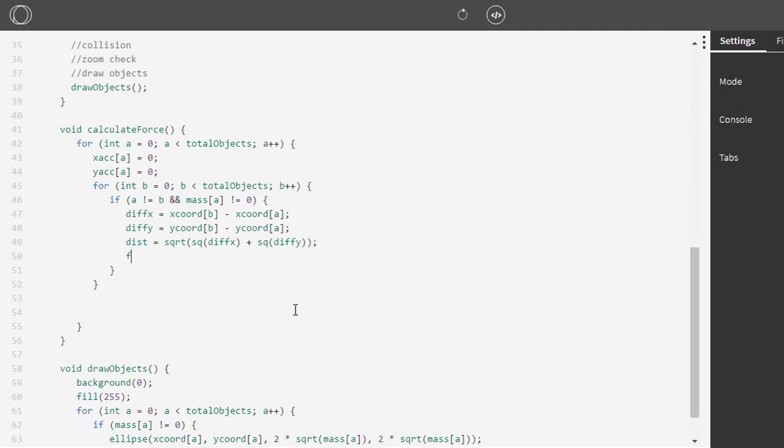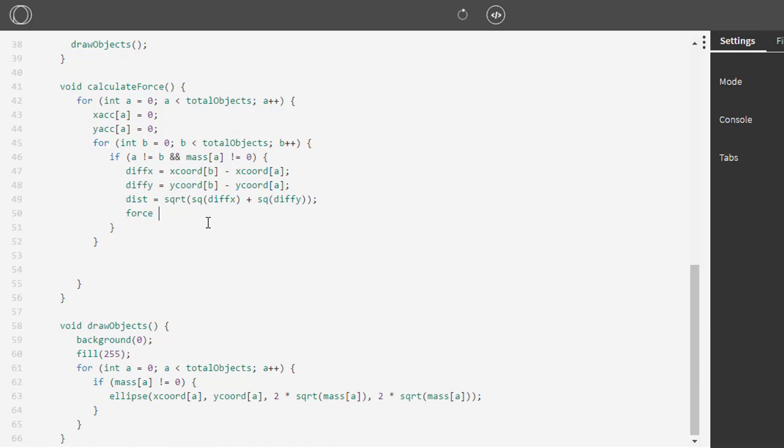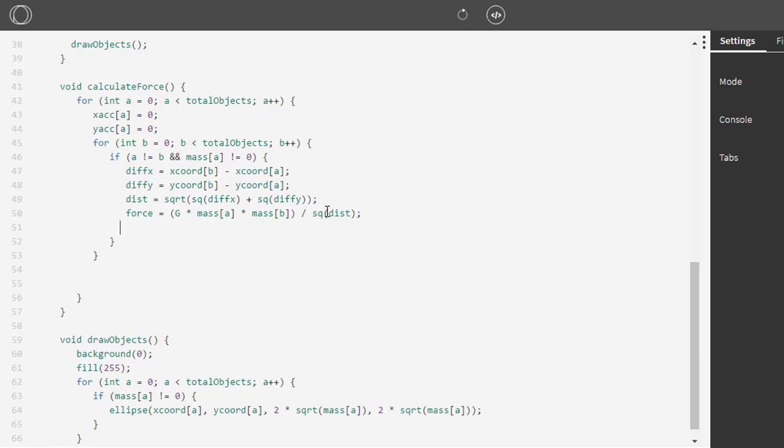All right, so what is our force? Let's add force up here. So our force equation is the gravitational constant times the mass of the first thing times the mass of the second thing divided by the square of the distance, which is usually considered the radius. In our case, our distance is this hypotenuse calculation we just made. All right, well, that's very exciting. Now we have our force.